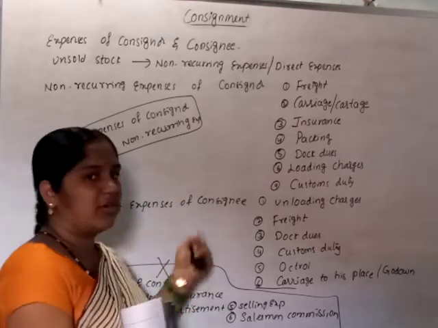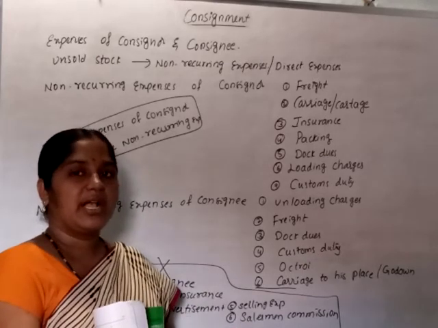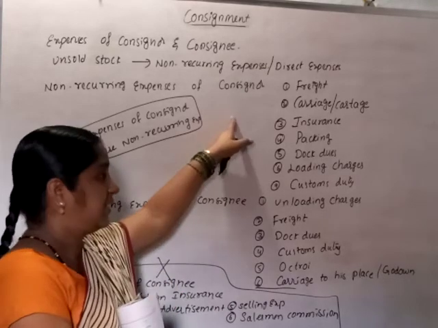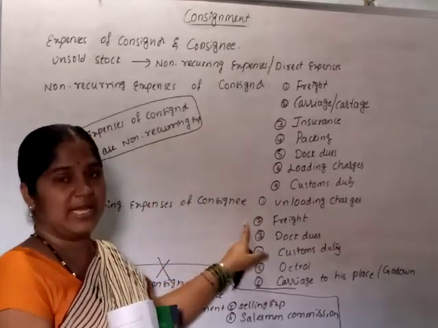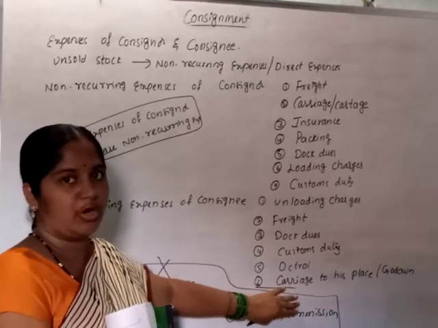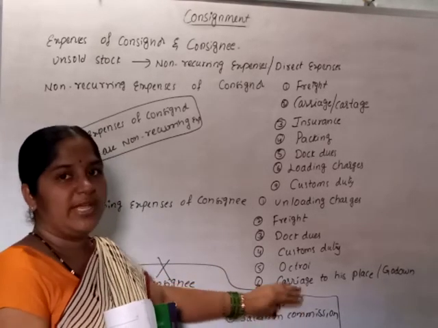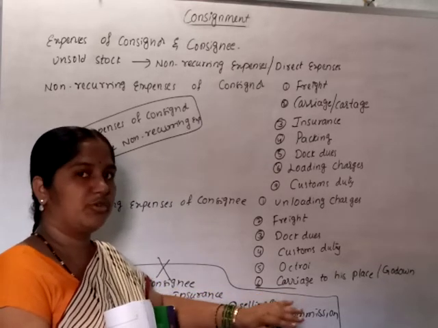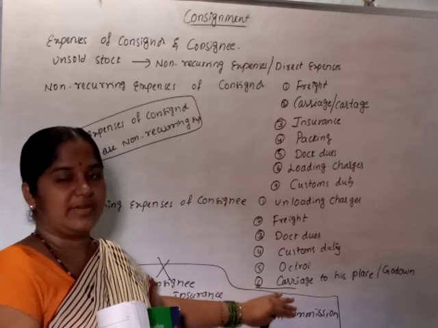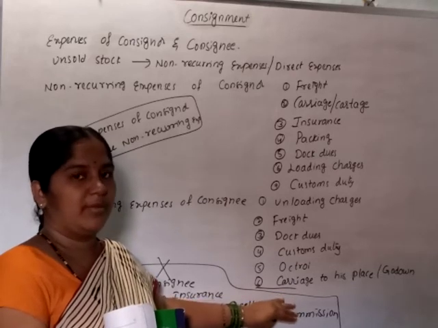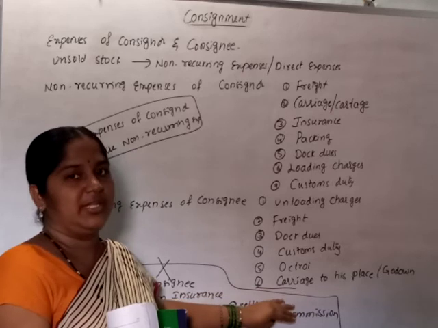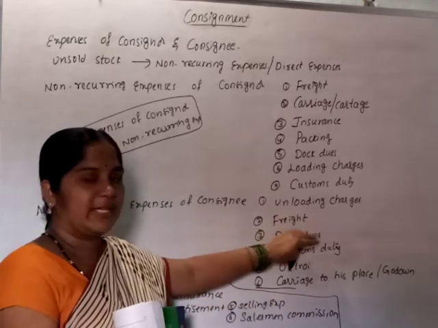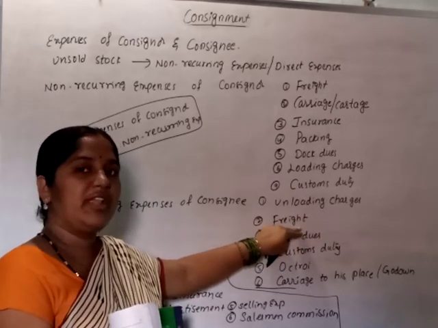Okay, why am I saying all this? Because we should calculate the unsold stock. For that purpose, we consider only the non-recurring expenditure of the consignor and the non-recurring expenditure of the consignee. The recurring expenditure of the consignee should not be taken. Whatever is given in the problem, you have to identify whether it is recurring or non-recurring. If it is recurring, it should not be taken into the calculation of the unsold stock. If any non-recurring expenditure of the consignee is given, then only we should consider it.